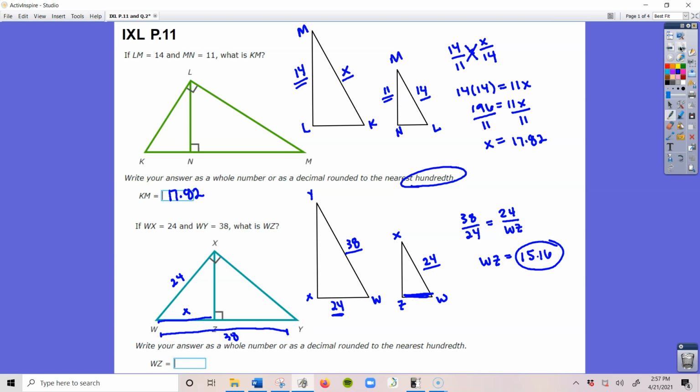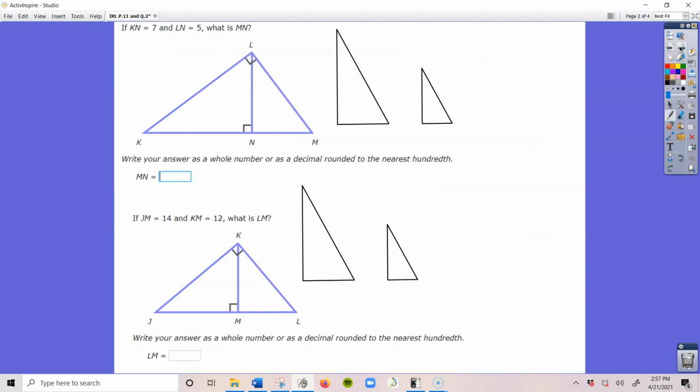Let's try a couple more before going on to Q2. Here we have that KN is equal to 7, LN is equal to 5, and we want to find MN. Since they give you side lengths for this triangle, and we're looking for a side length from this triangle, I'm going to use this one here and this one here.